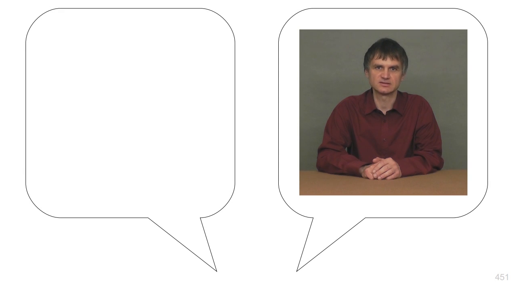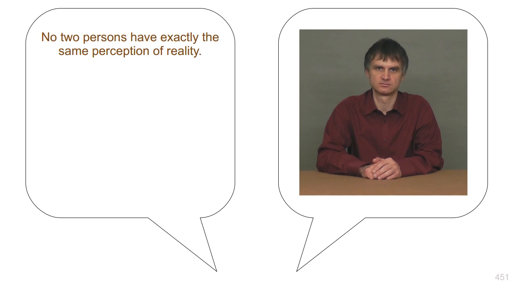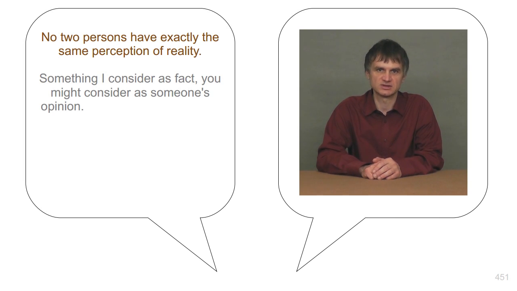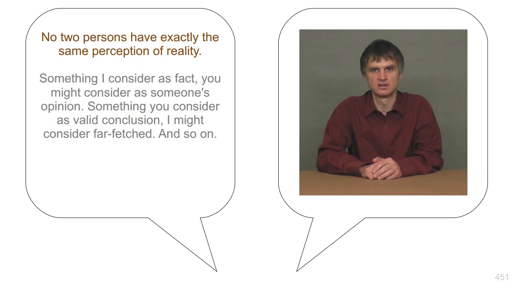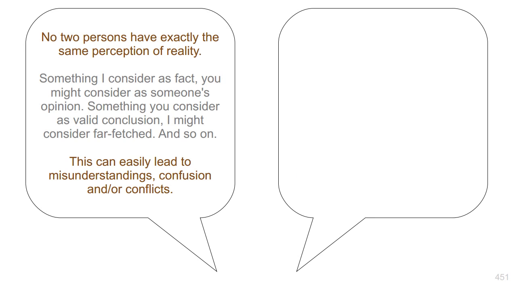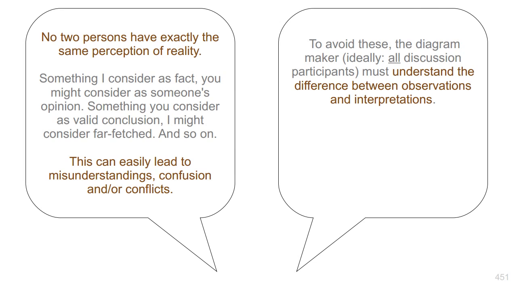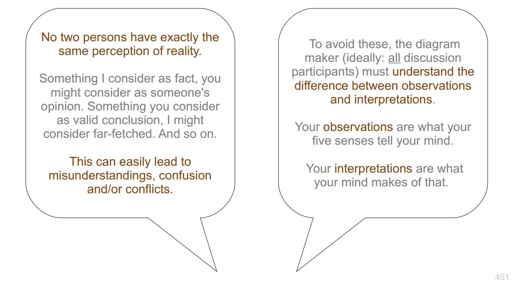No two persons have exactly the same perception of reality. Something I consider as fact, you might consider as someone's opinion. Something you consider as valid conclusion, I might consider far-fetched. And so on. This can easily lead to misunderstandings, confusion and/or conflicts. To avoid these, the diagram maker, ideally all discussion participants, must understand the difference between observations and interpretations. Your observations are what your 5 senses tell your mind. Your interpretations are what your mind makes of that.